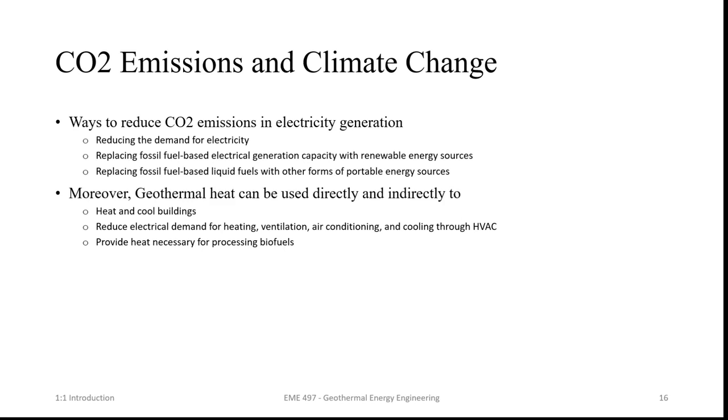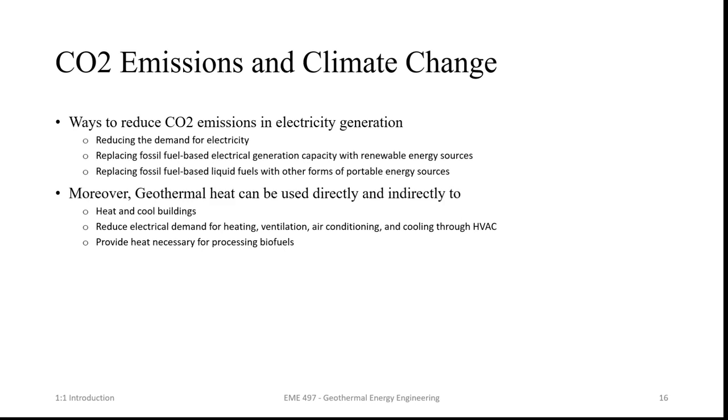And then replacing fossil fuel-based liquid fuels with other forms of portable energy sources. What I mean by that point is using batteries in our cars instead of just oil and gas, or using hybrid cars that combine both so that we can reduce our reliance on oil. Moreover, geothermal heat can be used directly and indirectly to heat and cool buildings.